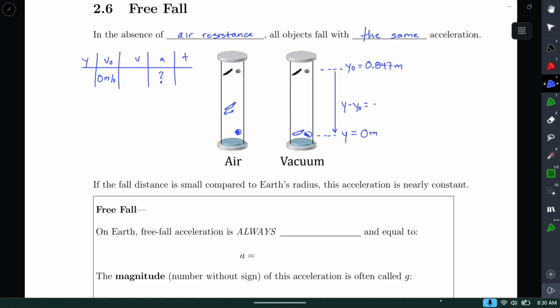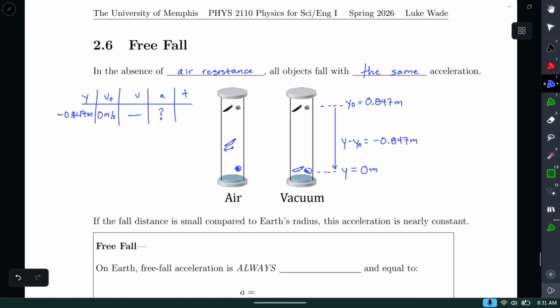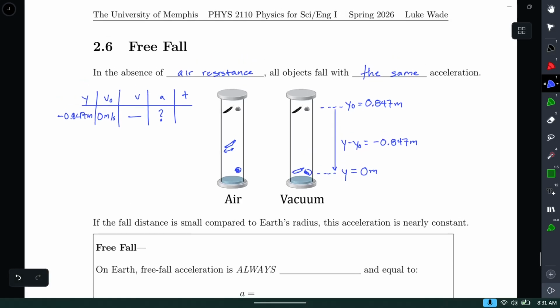So that's a displacement of negative 0.847 meters. It drops by that much. And I don't know how fast the two objects will be when they hit the ground, so I don't have much to work with there. But what I am going to do is time it. I'm going to see how long it takes for the two objects to fall. So I will have this number in a second.